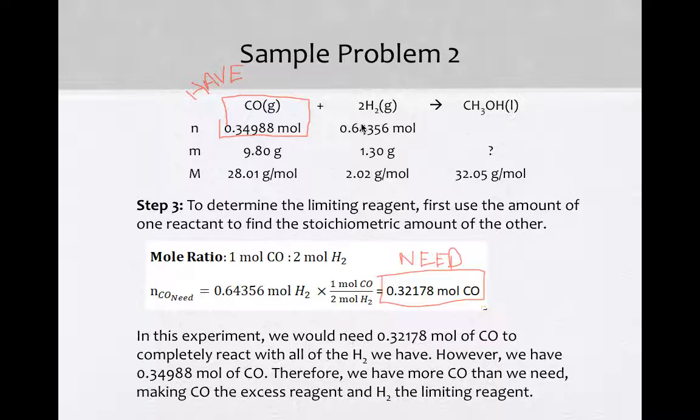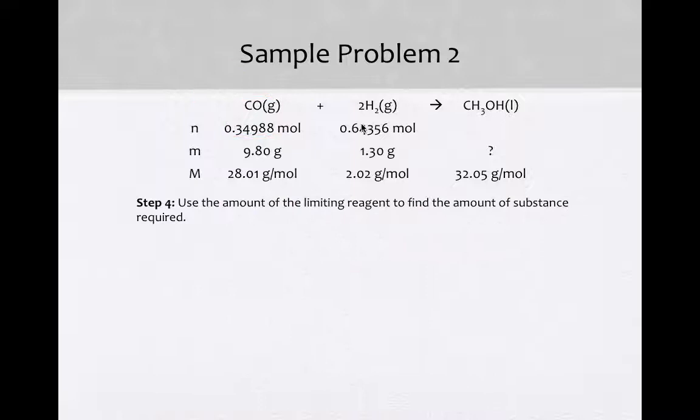As I mentioned earlier, we could have solved the other way, and instead of solving for the amount of CO we need, we'd solve for the amount of hydrogen that we needed. The comparison would be a little different, but we would get to the exact same answer. Okay, now that we've done this, we're going to use our limiting reagent to find the amount of substance that's required.